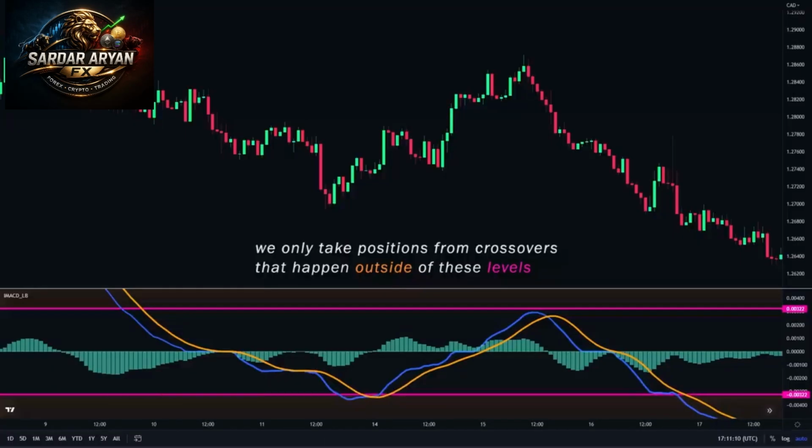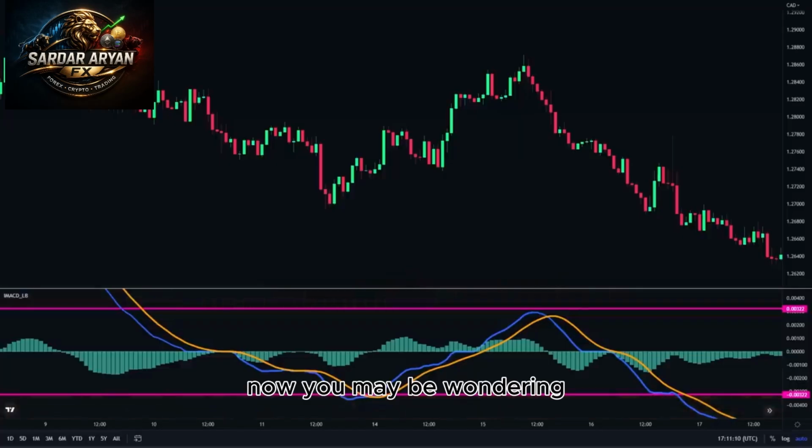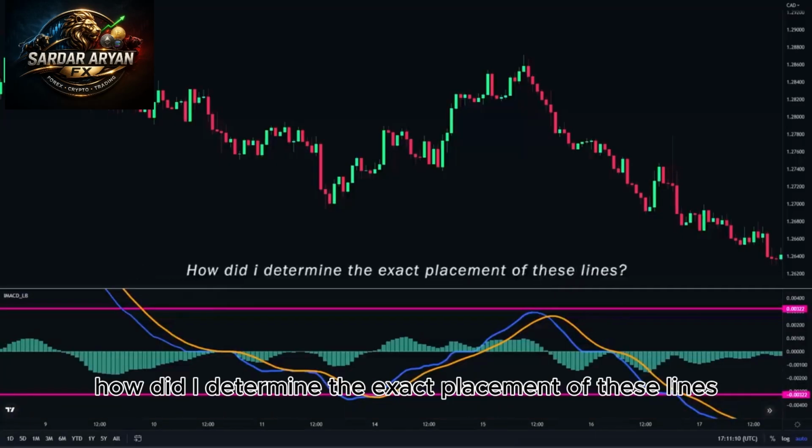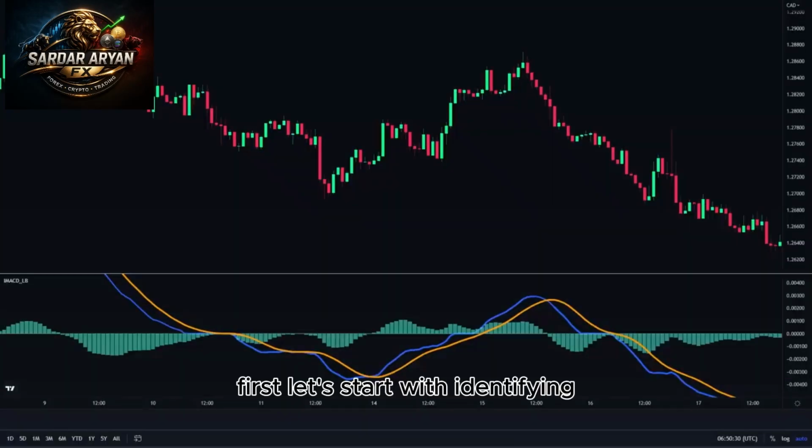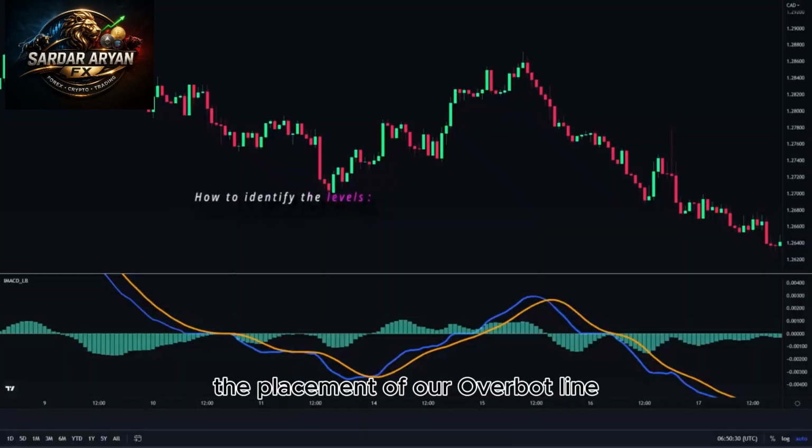significant moves. Now, you may be wondering, how did I determine the exact placement of these lines? So here's how you do it. First, let's start with identifying the placement of our overbought line.